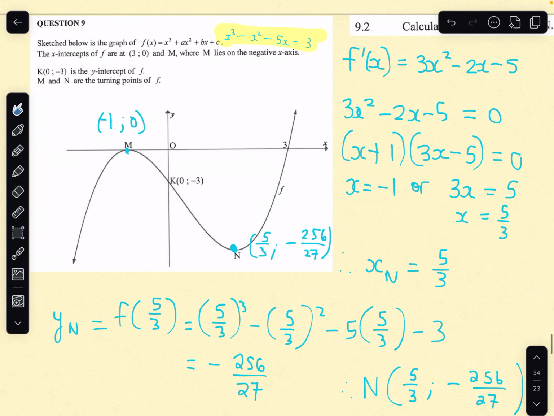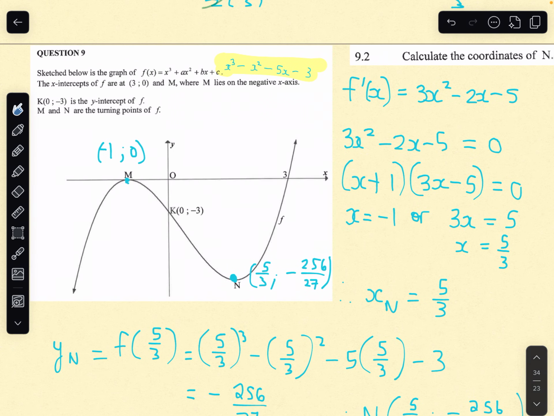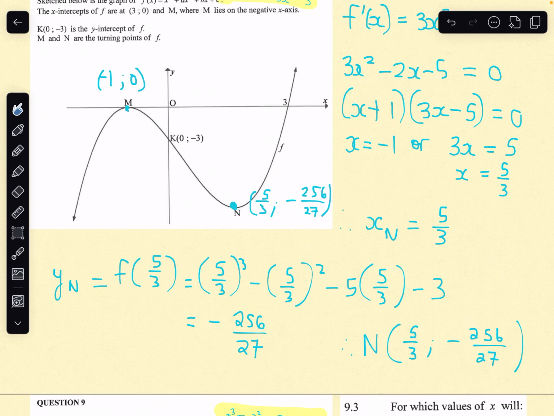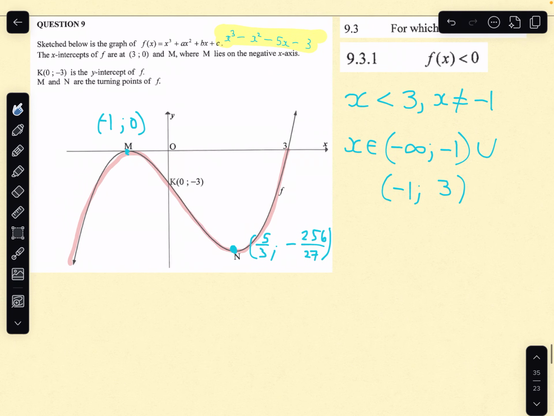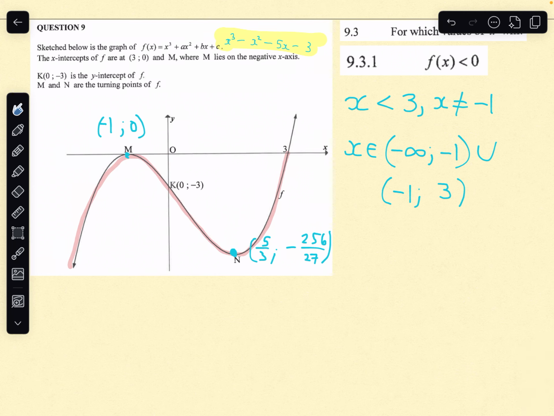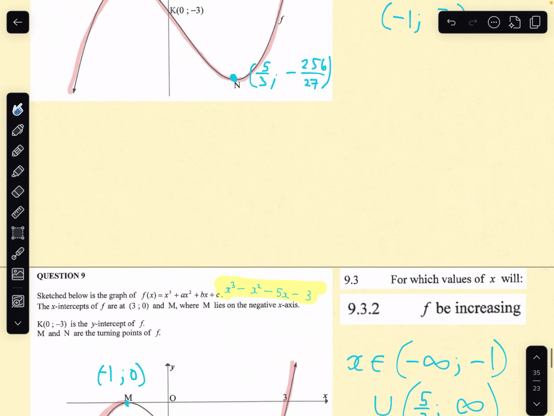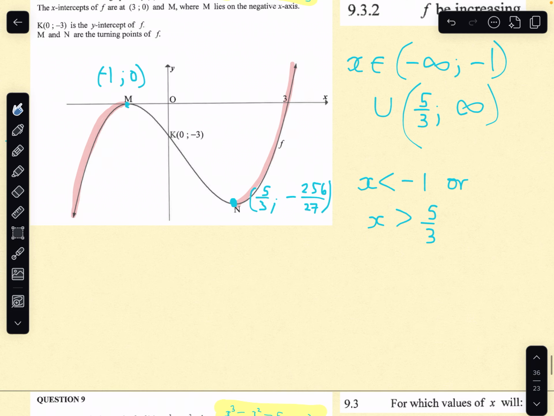Next question. Calculate the coordinates of n. Oh yay, we do end up with the same dodgy numbers. Exciting. And we both approach it the same way. Next question, x must be smaller than 3 and x can't be equal to -1. We are in agreement. Next one, x must be smaller than -1 or x must be greater than 5/3. We are also in agreement.